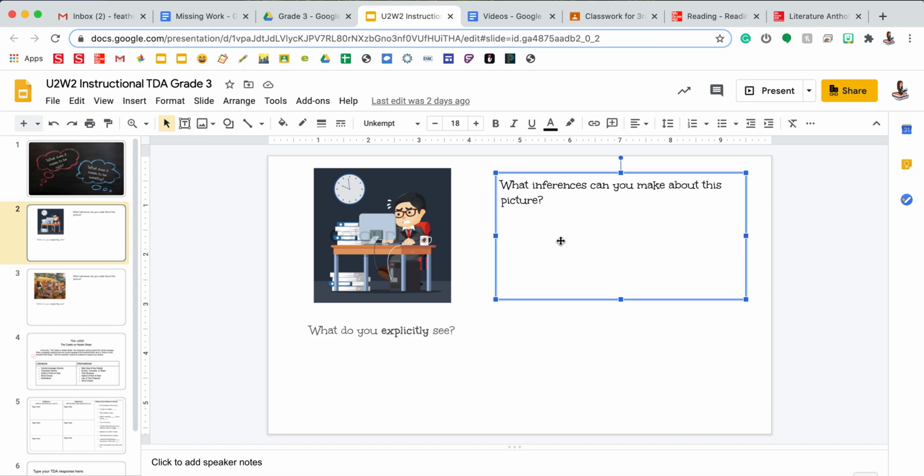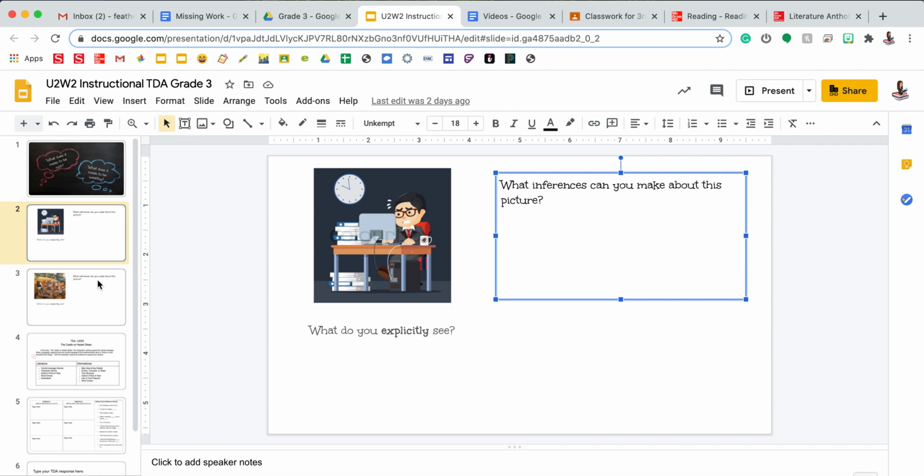The second part of this picture, I'm asking you what inferences you can make. So things you can't see in the picture, but you can infer. So I might infer that this man is stressed. I can infer this because he's sweating, his face looks very stressed out. I could also infer maybe he is overworked. Maybe I can infer that he is rich. He has a very nice suit on and it looks like he's a hard worker.